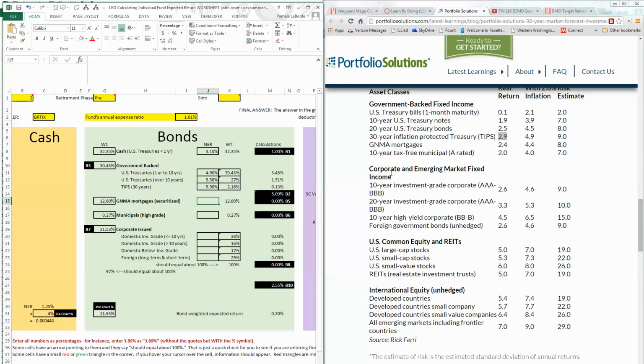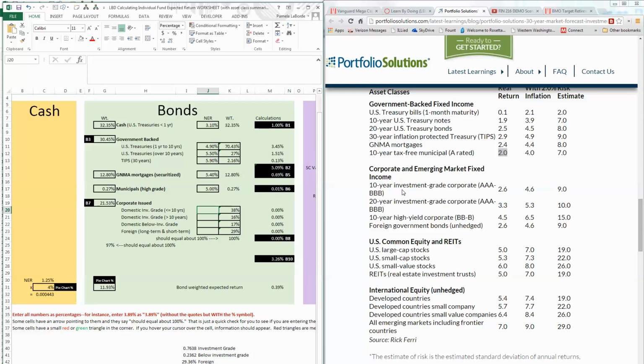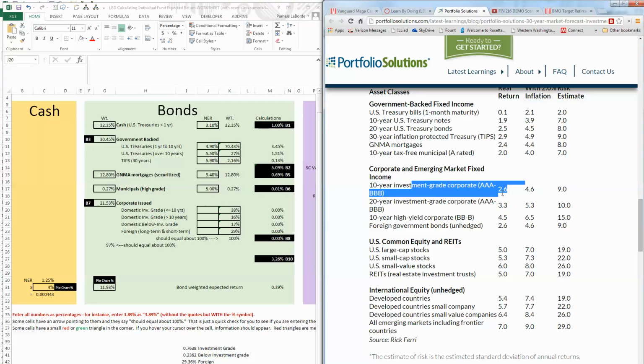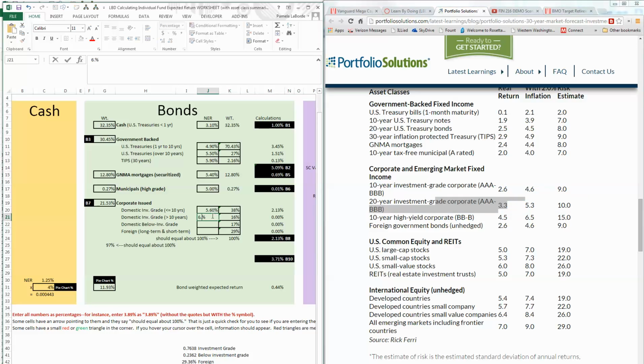For my Ginnie Mae mortgages, they do have a category for that. So 2.4 plus my 3% inflation gives me 5.4. Municipals high grade. Here's the 2.0 plus the 3% inflation gives me 5%. For 10-year investment grade corporate, use this 2.6 plus my 3% inflation, which is 5.6. Over 10-year investment grade, 3.3 plus 3 gives me 6.3.